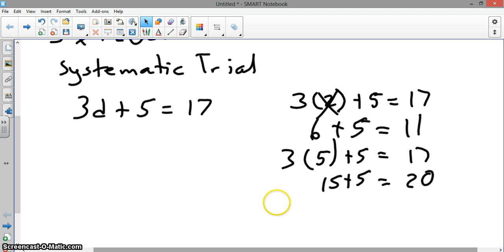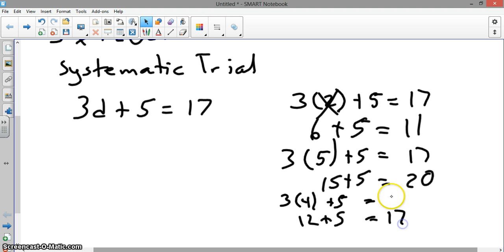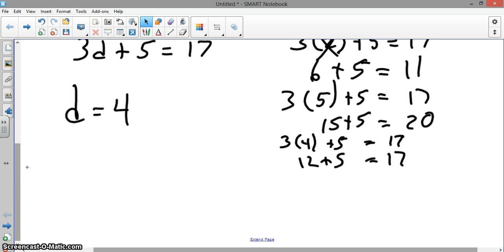How about I try 4? 3 times 4 plus 5 equals. Well, let's see. 3 times 4 is 12, plus 5 equals 17. And that's exactly what we want. So d equals 4. That's systematic trial. You just keep trying until you get the right answer. Probably you've noticed now that that's going to take some time. I narrowed it down, but I still had to try 3 numbers before I got the right one.